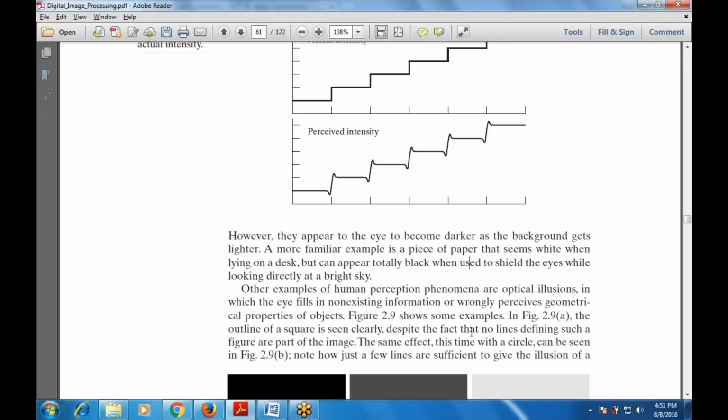That means the color will change. When lying on the desk, it looks white, but it can appear totally black when used to shield the eye while looking at a bright sky. Other examples of human perception phenomena are optical illusions, in which the eye fills in non-existing information or wrongly perceives geometrical properties of the object.